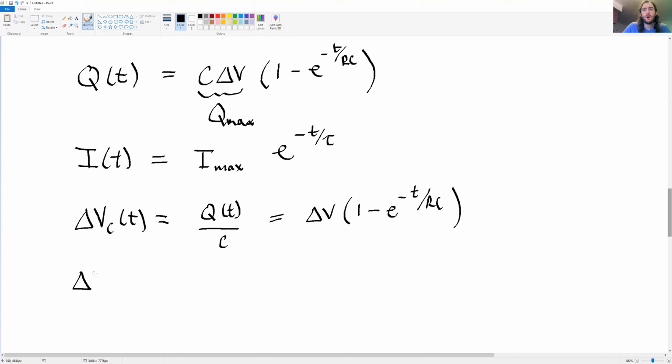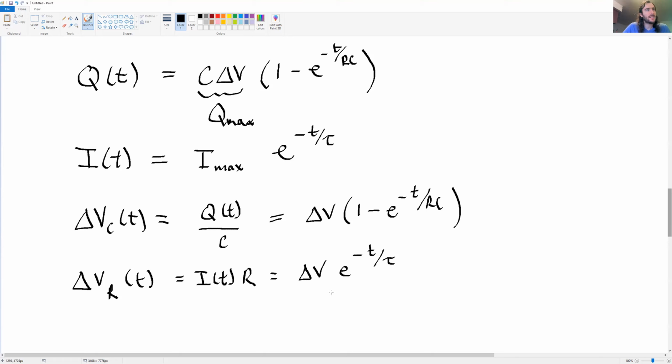What's the voltage on the resistor as a function of time? Well, we'd apply Ohm's law, right? So Ohm's law says I of t times R. Well, what's I? I is just given right here. So I max times R is going to be the same as delta V. I'll let you prove that for yourself. Delta V times e to the minus t over tau. And that's the voltage as a function of time across the resistor.